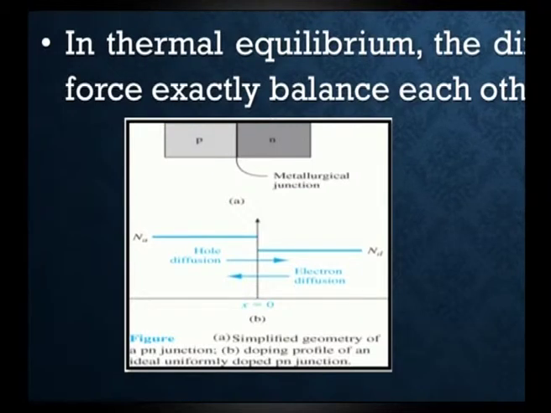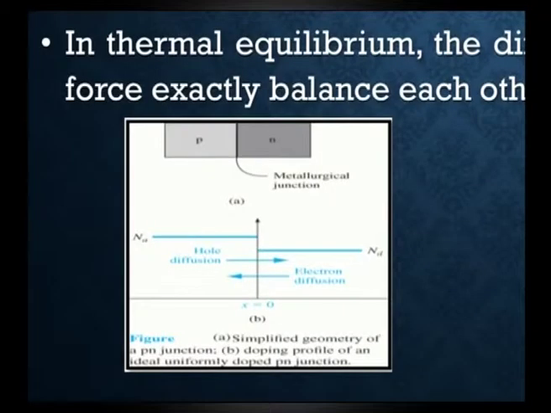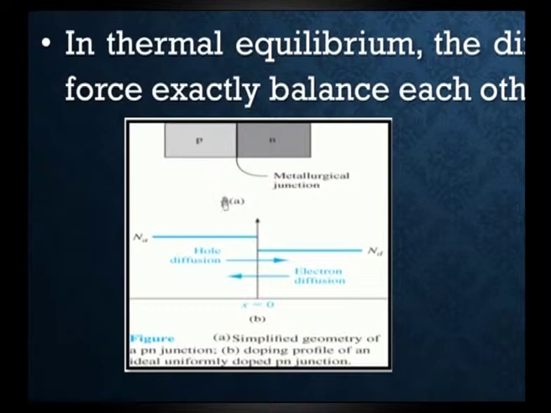So, this metallurgical junction that we consider here is a step junction, in the sense that ND and Na, the donor concentration and acceptor ion concentration, will be more compared to N and P, that is, the electrons and holes. So, we can neglect the holes and electron concentration in this step junction. We can also observe in the figure a simplified geometry of a PN junction and the doping profile of an ideal uniformly doped PN junction, in picture B, where we can find the diffusion of hole and electron.